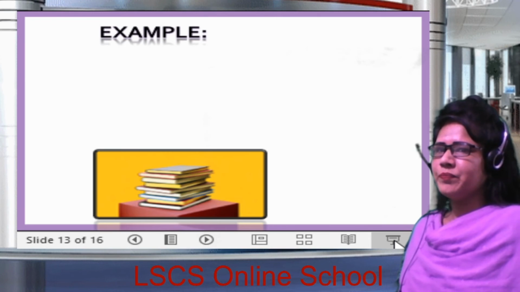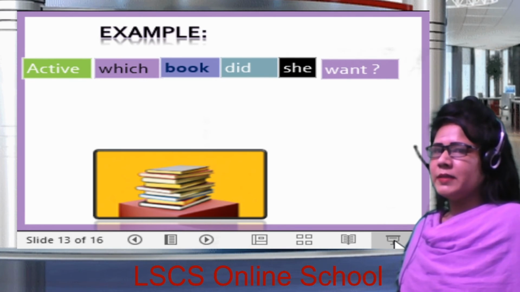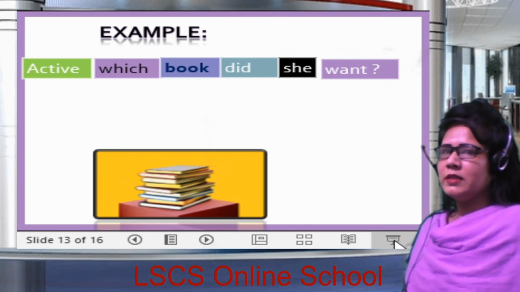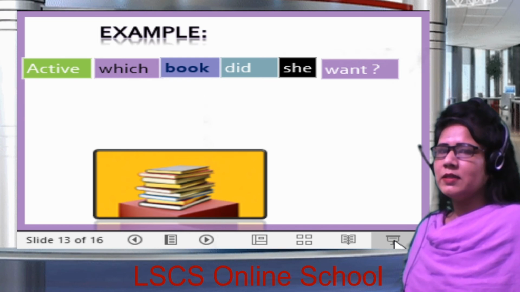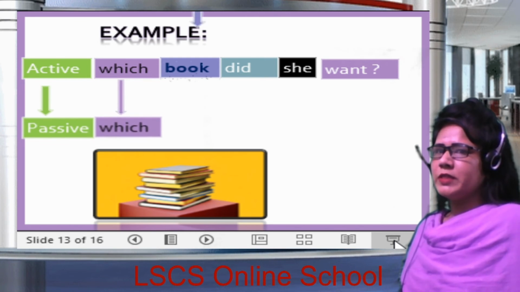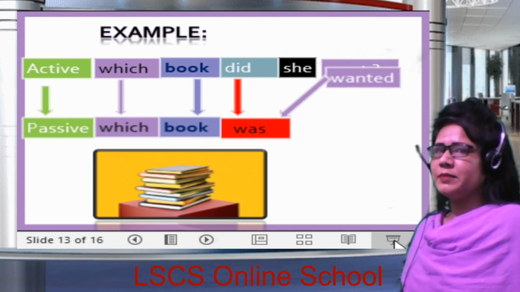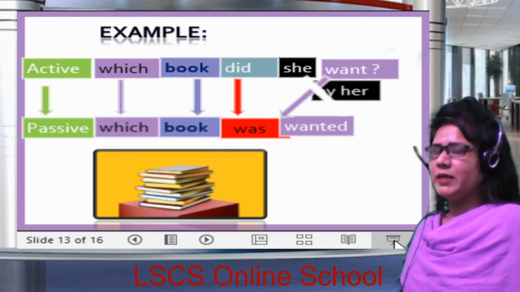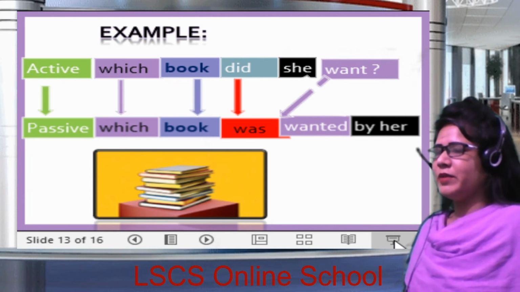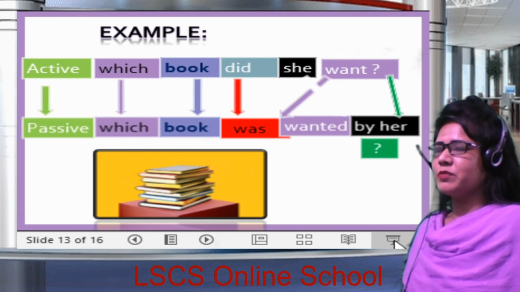Examples for you. Example: active, passive. So dear, see carefully. Which book did she want? So passive থেকে আমরা করতে পারি: which book was wanted by her, dear students? এভাবে আমরা চেঞ্জ করতে পারি. Just follow, dear students. শেষে কোয়েশ্চেন মার্ক ইউজ করব.